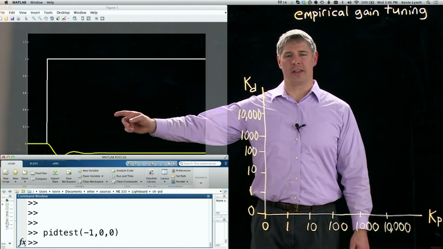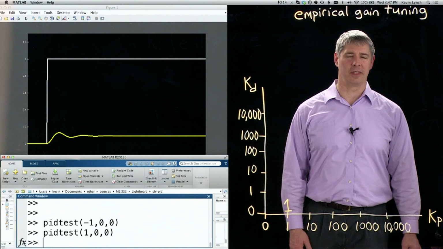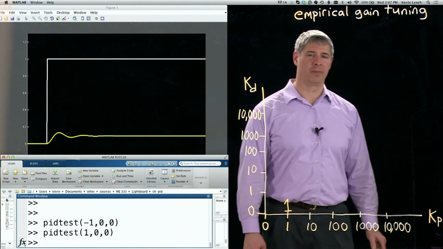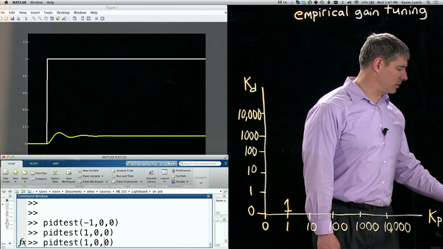So let me try again with a value of 1 for the proportional gain and 0 for the integral and derivative. And now we can see that the output rises closer to the reference value, but it's still not doing very well. So this is my first guess. I'm going to mark that with a 1. So this is my K sub P axis for proportional gains, K sub D for derivative gains. And my first guess here was at K sub P equal to 1, K sub D equal to 0. Since I'm still far away from my desired value, I need to increase my proportional gain. So let me raise it to 10.